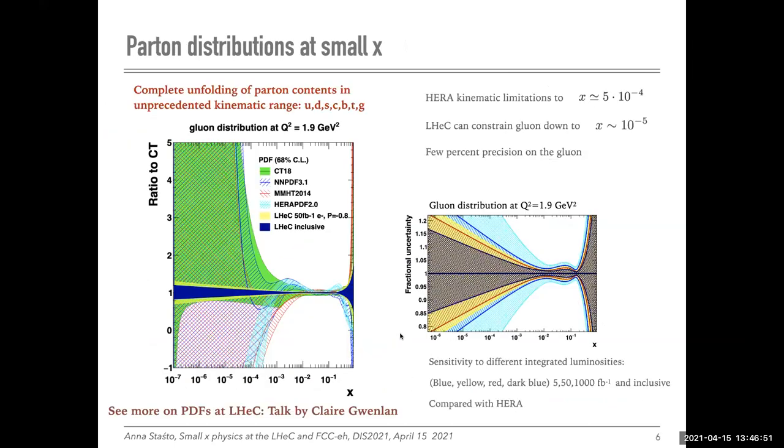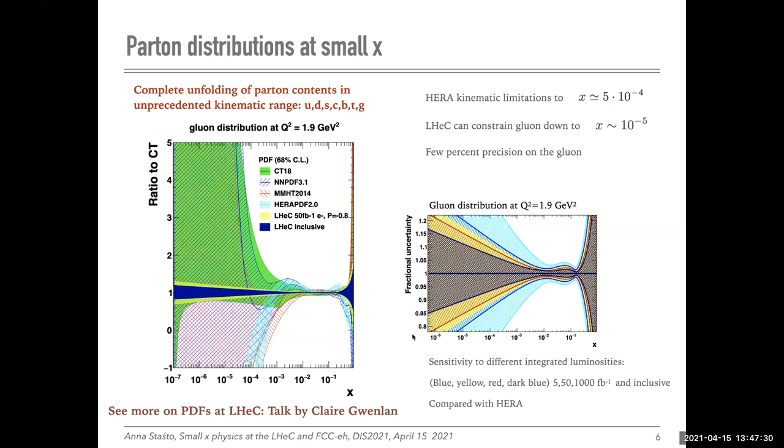So starting with parton distributions, there was a dedicated talk on the PDFs at LHeC by Claire Gwenlan in the other session. Here, I will just mention the small x features. This is the gluon distribution at low scales as a function of x, and here you see the current uncertainties of the PDFs. Essentially HERA has kinematic limitations that extend down to 5×10^-4, and the LHeC could constrain the gluon to a few percent down to 10^-5.